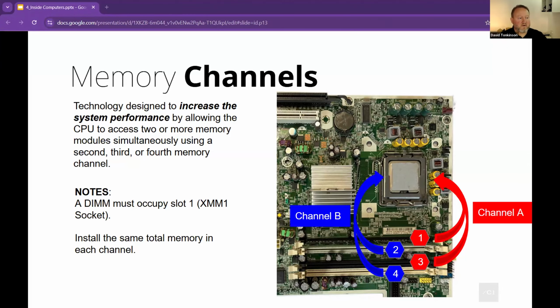I can see Alan, you had an answer there, but I'll answer it for everyone else as well. What happens if you put one in slot one and a second in slot two? That's the way you're supposed to do it. So you want memory in slot one, then slot two, then slot three, then slot four. So that's the normal order that you'd fill it up.